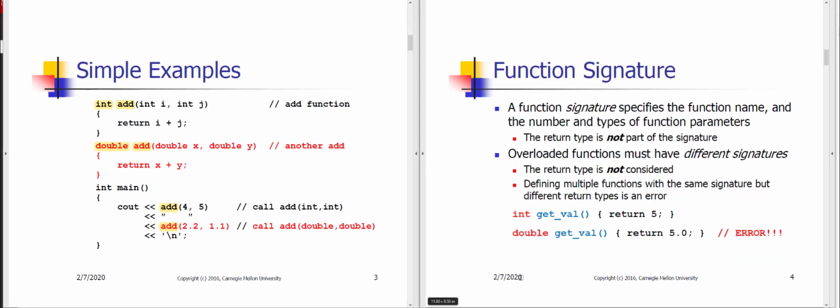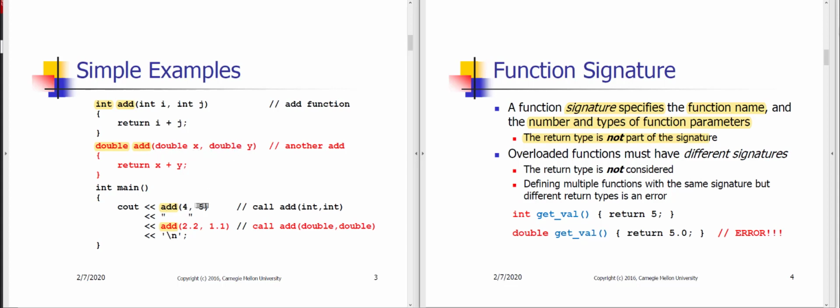So if the compiler has a choice of several different functions that have the same name to call, the compiler chooses the function that has the best signature match with the call of the function. Now, the signature includes the name of the function and the number and data types of parameters. However, the return type is not included in the signature. So here on slide 3, the signature of the first add function is the name add and the fact that it takes two int parameters. The second one is also called add, and it takes two double parameters.